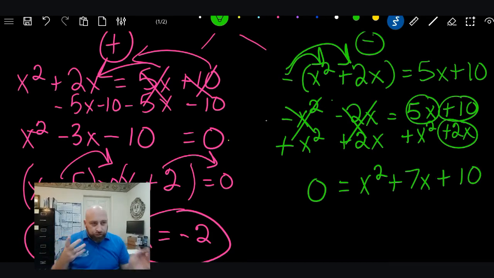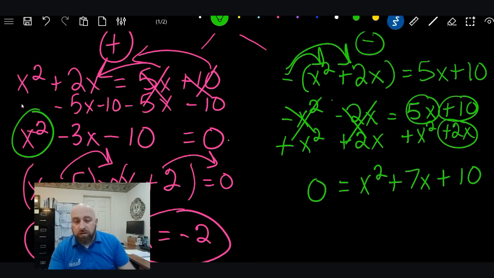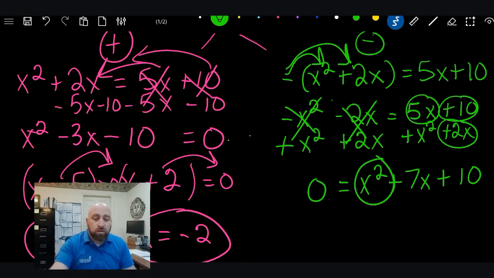All right, so that was a little trick right there, and I just moved it to the left side. On this one over here, the x squared is on the left side, okay? On this one over here, the x squared is on the right side. It doesn't matter which side.